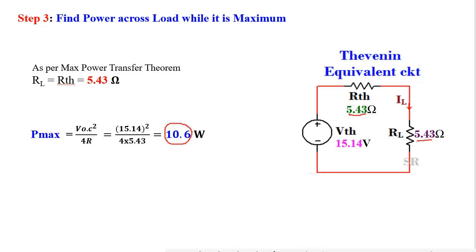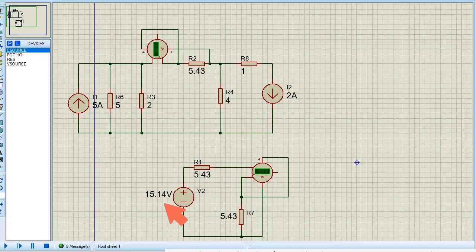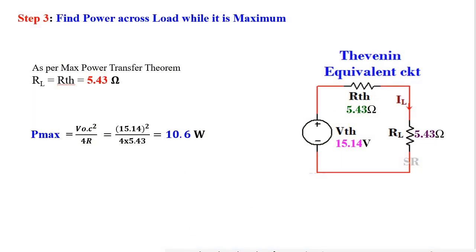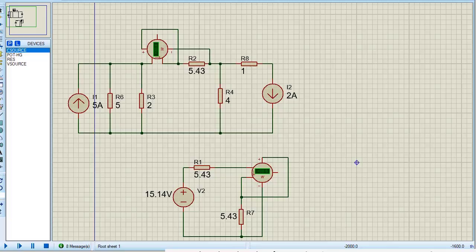Now checking whether I am correct or not. See here, this is the Thevenin voltage, this is the Thevenin resistance. The load resistance should be equal to the Thevenin resistance, that is 5.43, and in the main circuit also I have used 5.43. Now if I get the same power of 10.6 watt in the main circuit at the load as well as in the equivalent circuit at the load, then it can be confirmed that my calculation is perfect.